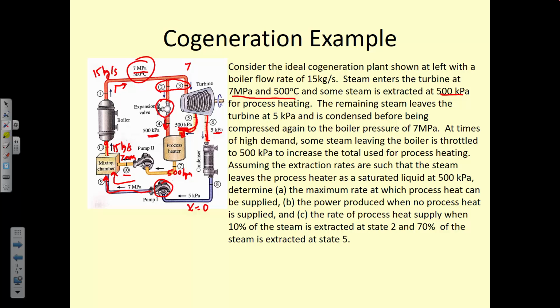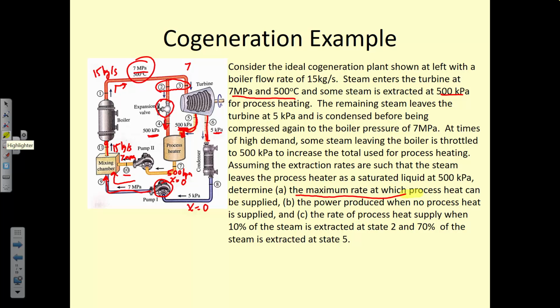Okay, so at times of high demand, some steam leaving the boiler, I already read that. Assuming the extraction rates are such that the steam leaves the process heater as a saturated liquid, so X is equal to 0 at state 7, determine the maximum rate at which process heat can be supplied, the power produced when no process heat is supplied, and the rate of process heat supply when 10% of the steam is extracted at state 2 and 70% of the steam is extracted at state 5. Okay, so let's look at part A first. The maximum rate at which process heat can be supplied.